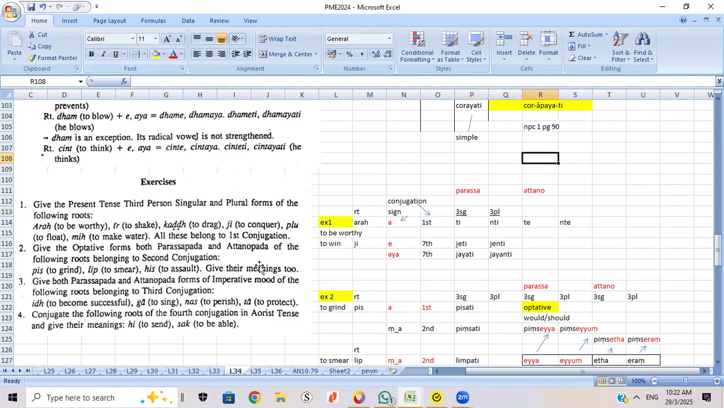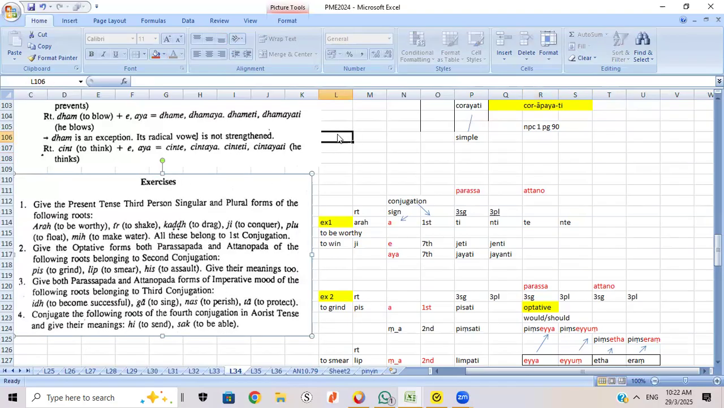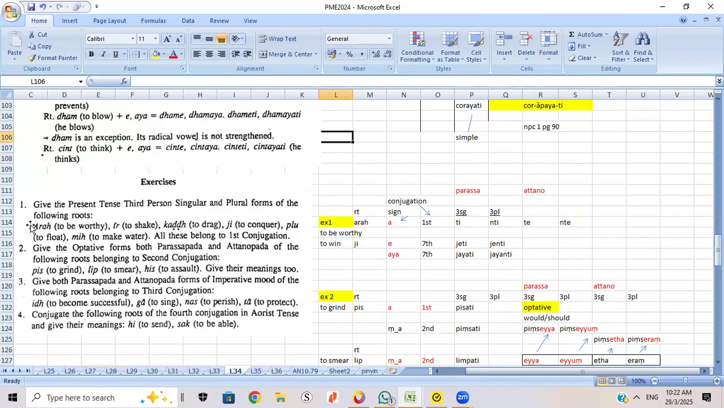All right. So what it says is, can you see in this case, the root is ara. Here ara is the root. So what is the conjugation? It should be first conjugation.